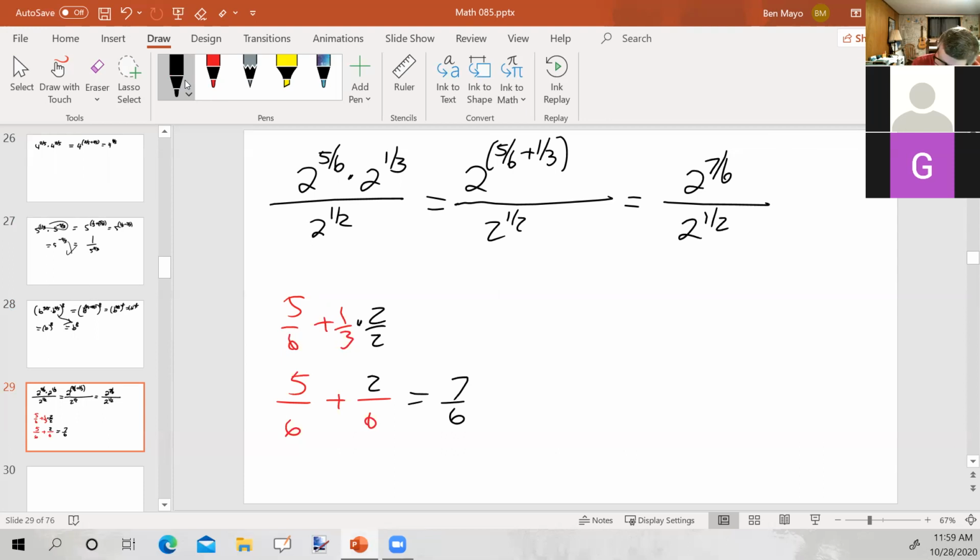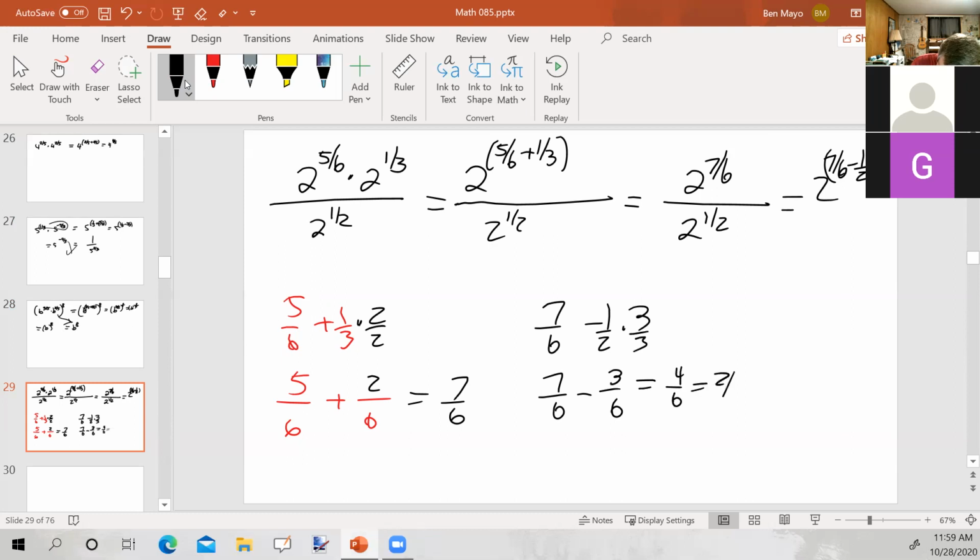Okay. Now, dividing two powers, you subtract the bottom exponent from the top exponent. So 7/6 minus 1/2 would be 7/6 minus 3/6, which is 4/6, which is 2/3. So this becomes 2 to the 2/3 power after all that.